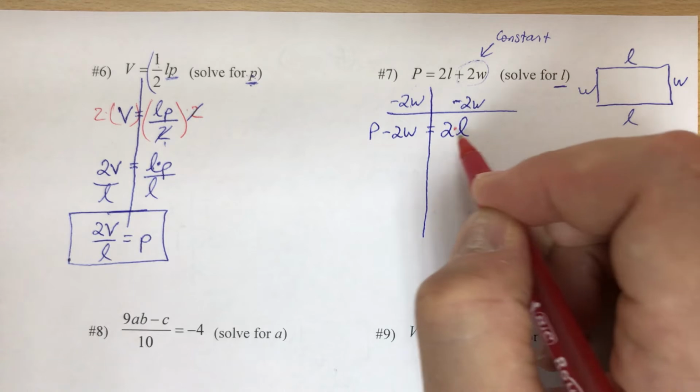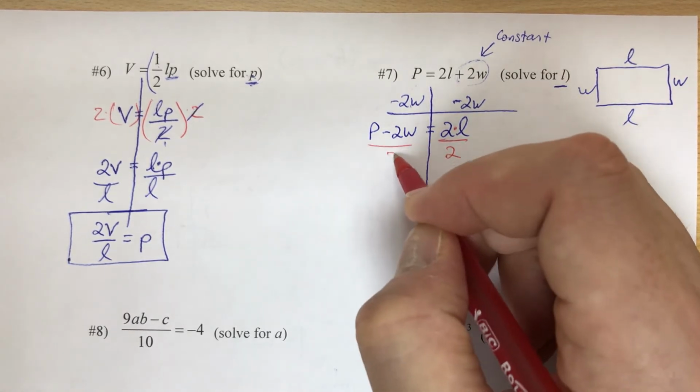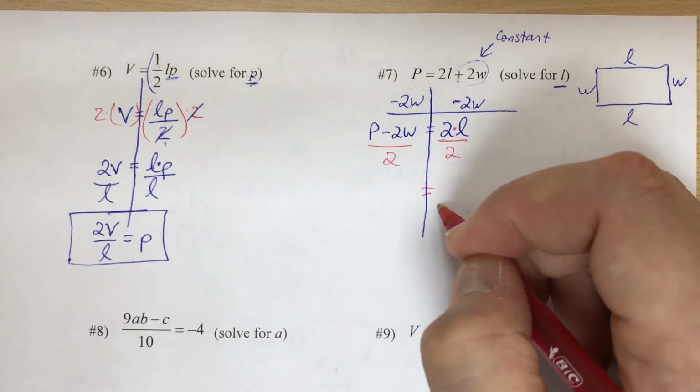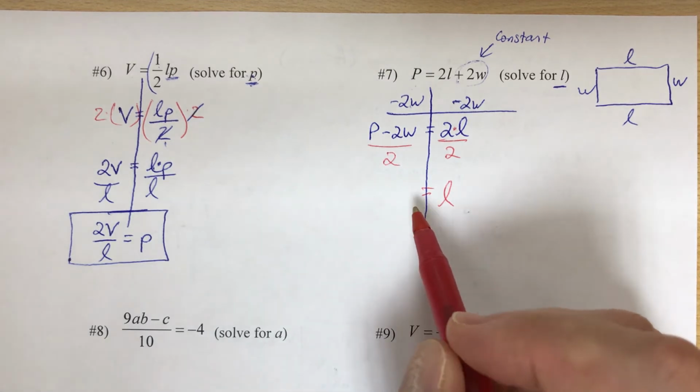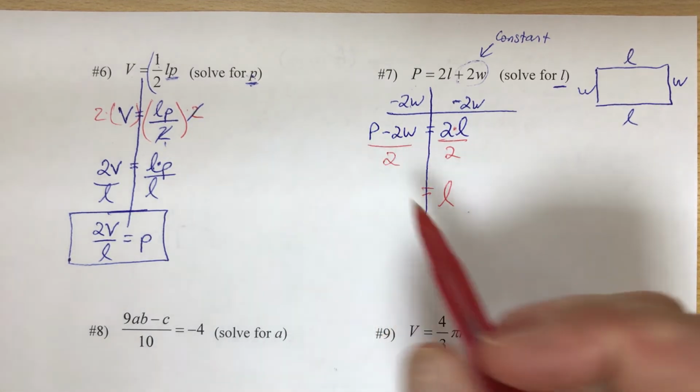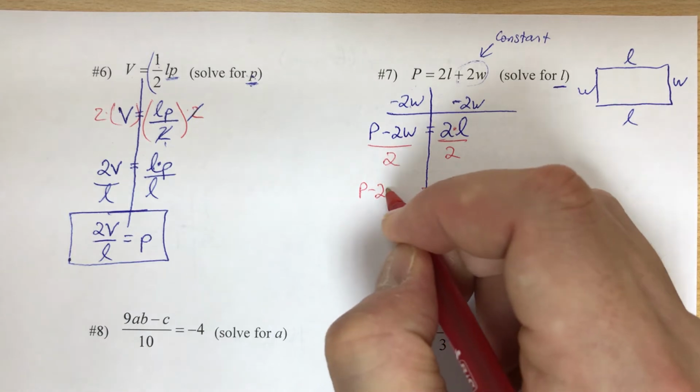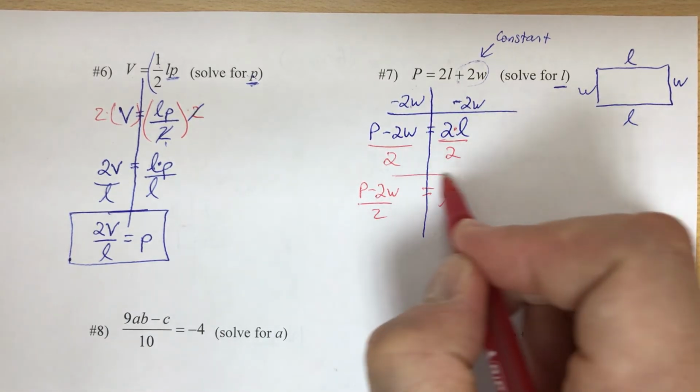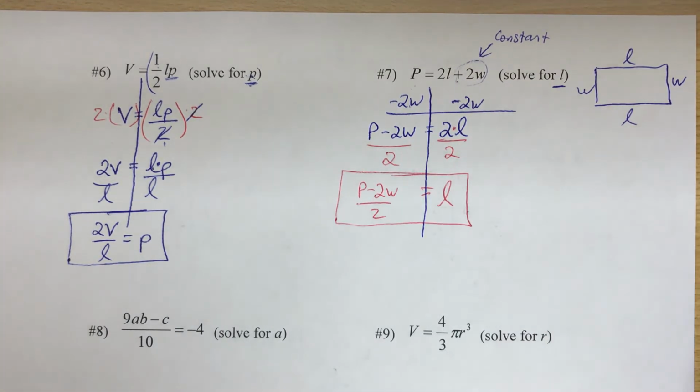How do we undo multiplication? Well, we're going to divide by 2. And in this case, we're going to get L equals, this is actually a good way to write it. You can leave it as P minus 2W divided by 2. That's what I'm going to do. That's the easiest way to do it.